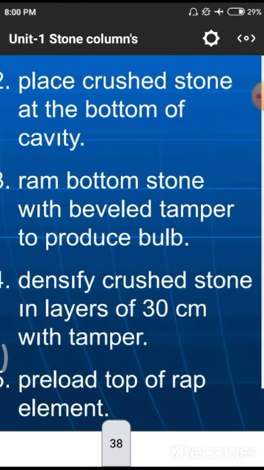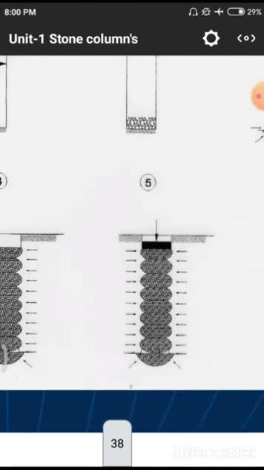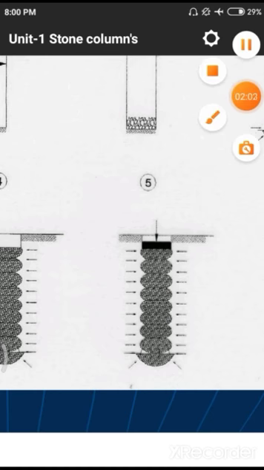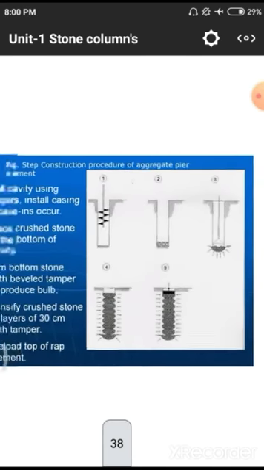The next one is the preload top with wrap element. That means we need to use some amount of preloading using some external elements of loading. Normally we use cranes and other things for placing a small load onto the stone structures. That means stone columns.